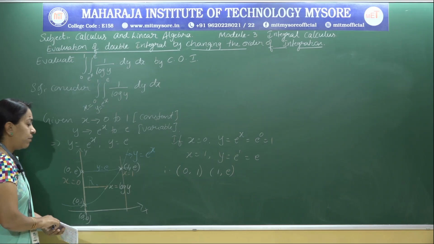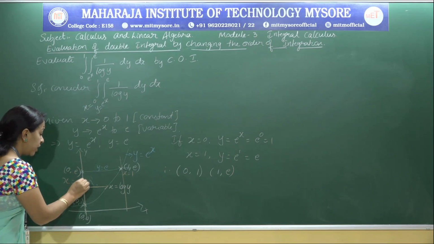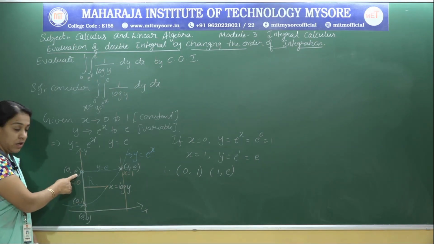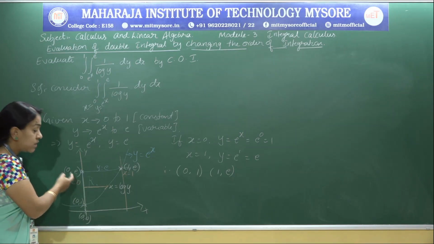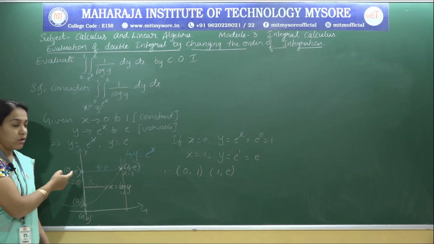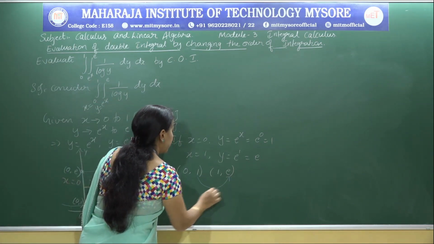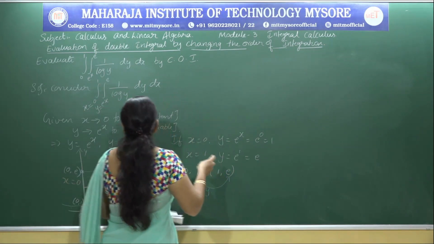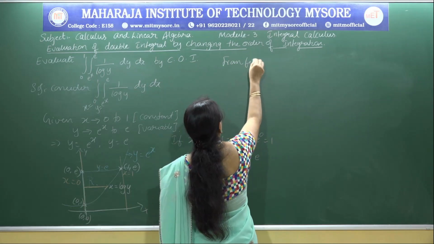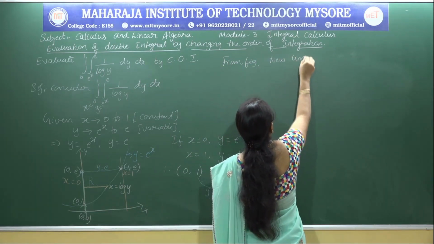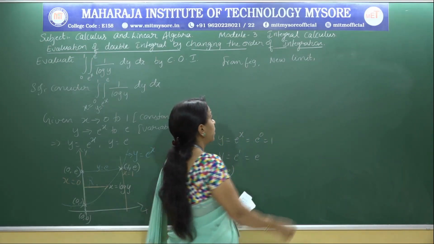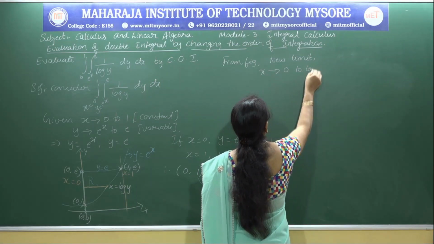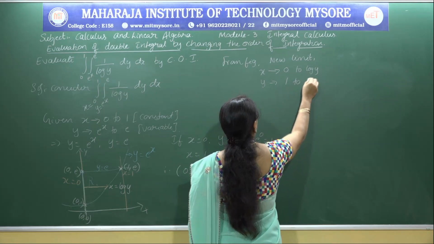Now, to consider the y limit, we consider the y axis, and y varies from the point 0, 1 to 0, e, so the y coordinate is 1 to e. From the graph, or from the points of intersection also, I can get the y limit. Y varies from 1 to e, right. Therefore, from the figure, the new limits are, by changing the order and representing the curve, x as a variable limit: x varies from 0 to log y and y varies from 1 to e.